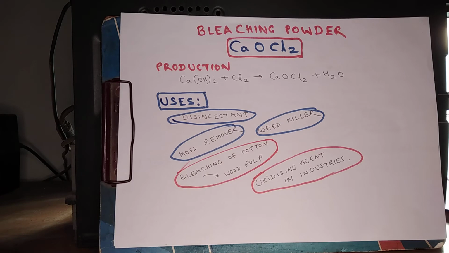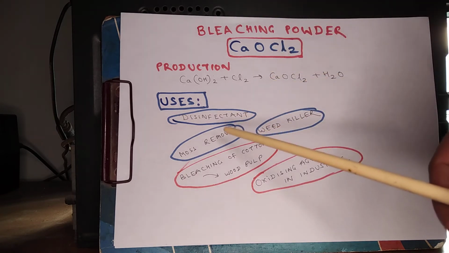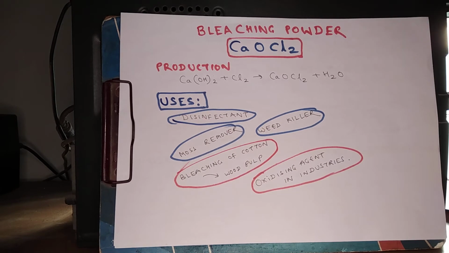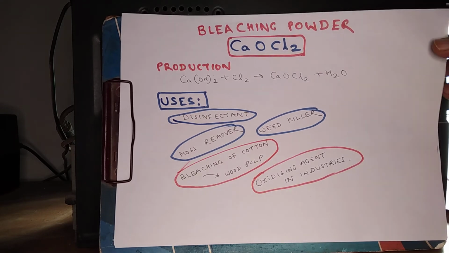Bleaching powder is a yellowish white powder, and it is also known as the powder of chlorine or lime of chlorine. Bleaching powder is used as a disinfectant, as a moss remover, as a weed killer, and for bleaching of cotton, wood pulp or even wool in textile industries. It is also used as an oxidizing agent in many industries, because bleaching powder is a very strong oxidizing agent.